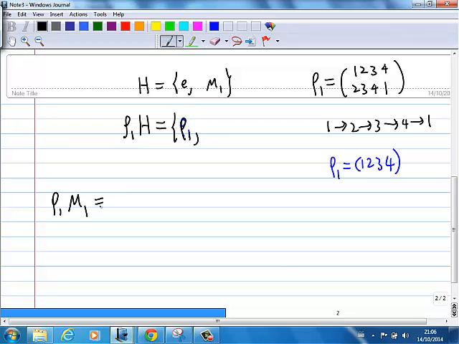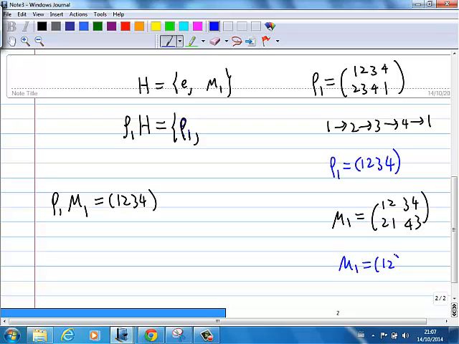Of course, we expect rho 1 times E is rho 1. Now rho 1 times mu 1. Rho 1 is 1, 2, 3, 4. What is mu 1? If you write in cycle notation, 1 go to 2, 2 go to 1, 3 go to 4, 4 go to 3. And then you multiply them. How do you multiply? I'm going to figure out where the 1 go to.